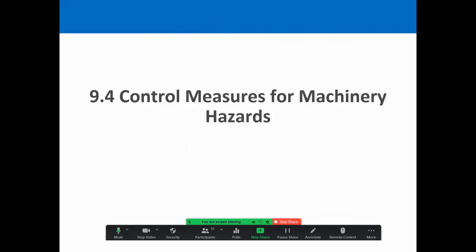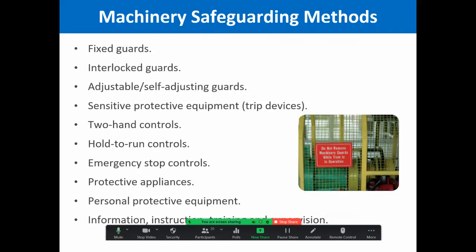Control measures for machinery hazards. So how can we control these hazards now? First of all, you need to make sure that machinery safeguarding methods are put in place. For example, fixed guards. A fixed guard is one of the best measures available.